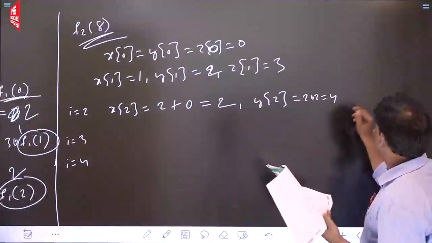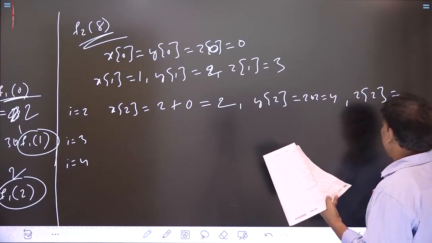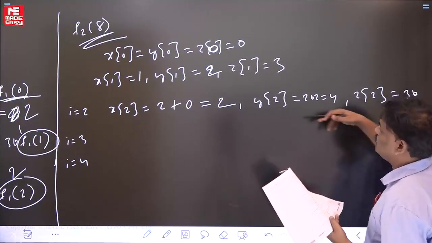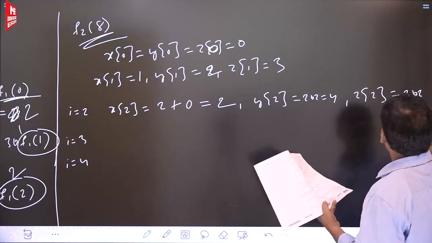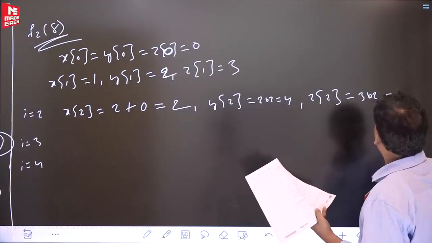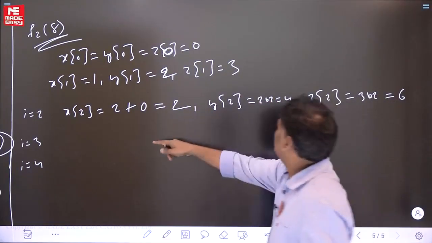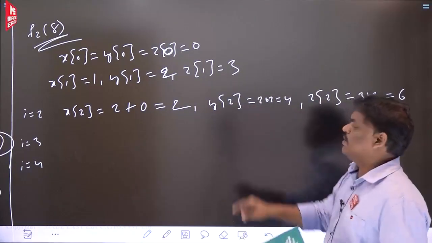Let's go to the next one. z2 is equal to 3 times that one. What is the answer? 3 into 2, which goes to 6. So like that, first find out x2, then y is 2 times of this one, and next z is going to be 3 times of this one, like that.